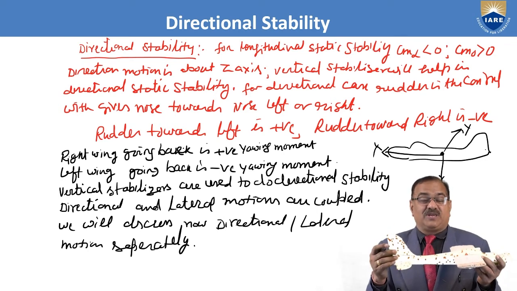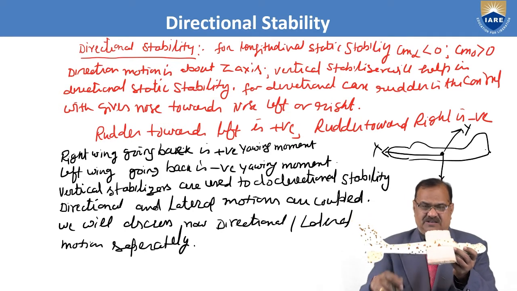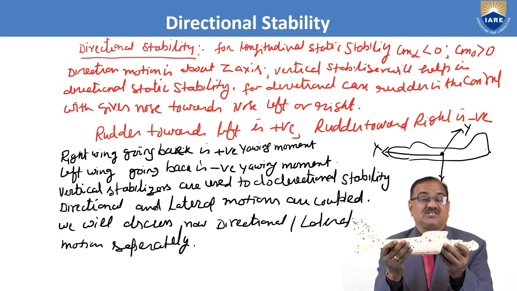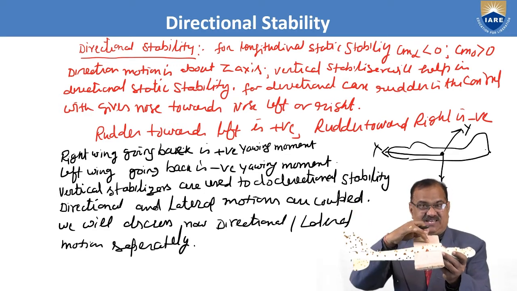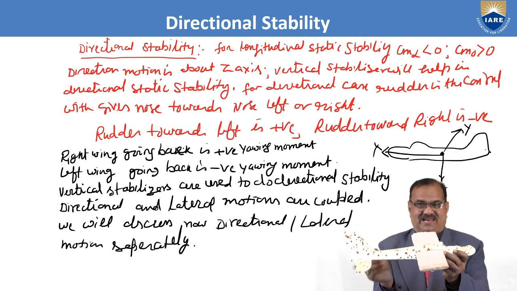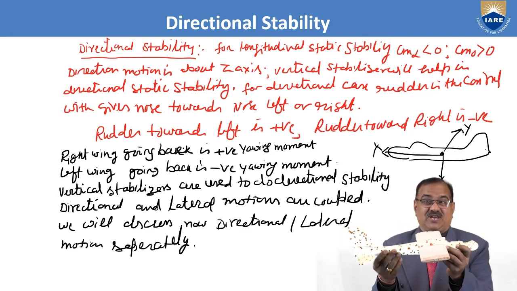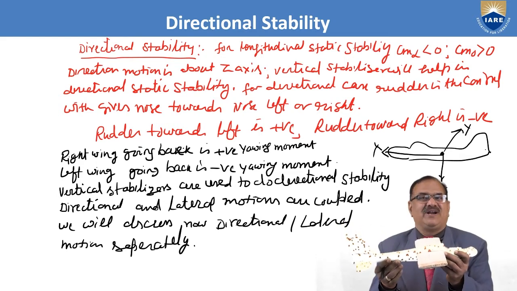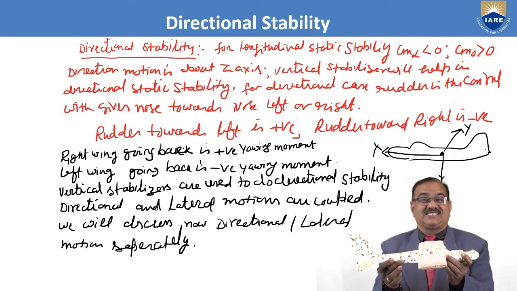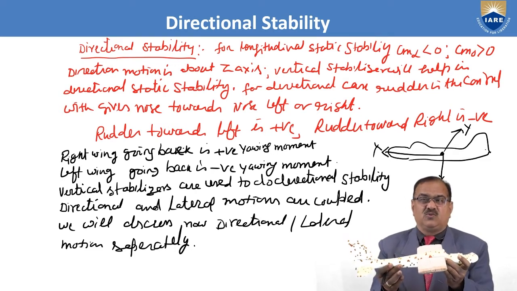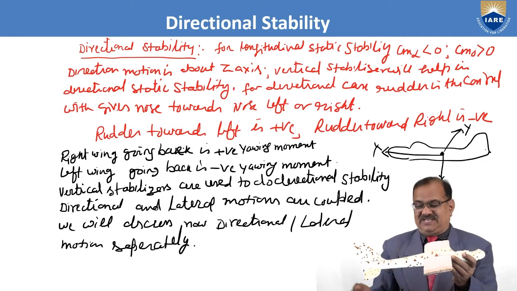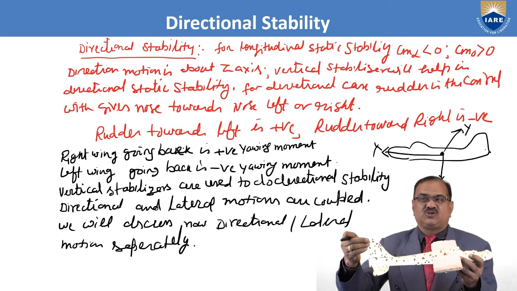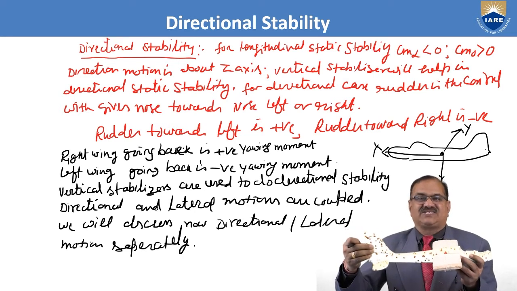If this is the right wing and this is the left wing, the right wing going back is a positive yawing moment, and the left wing going back is a negative yawing moment. Vertical stabilizers are used for directional stability, and they make the aircraft directionally stable.